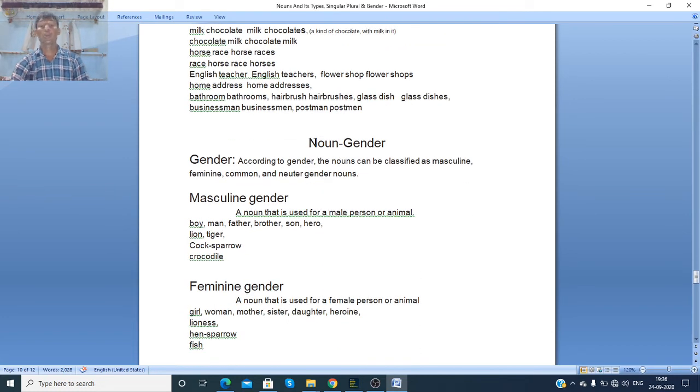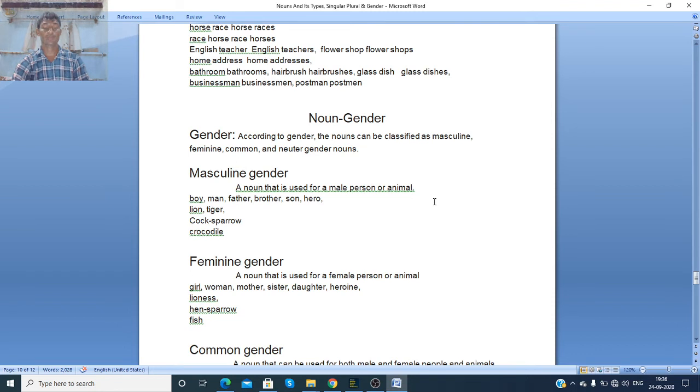And here are nouns and their gender. According to gender, the nouns can be classified as masculine, feminine, common gender, and neutral gender.